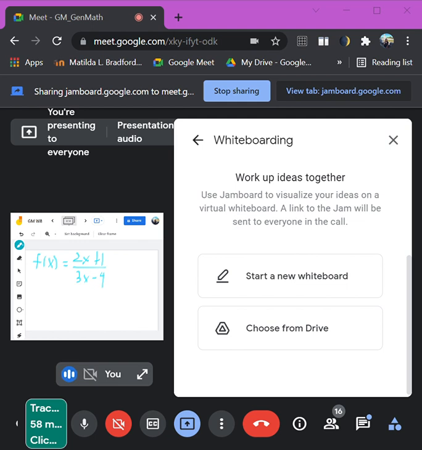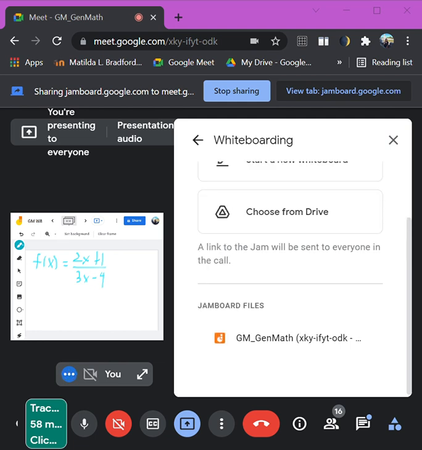f of x is equal to 2x plus 1 over 3x minus 4. It's the same process we will do. Anonymous Dragon is there. I will write the given. Okay, if you want to answer, you can put it here on the Jamboard.